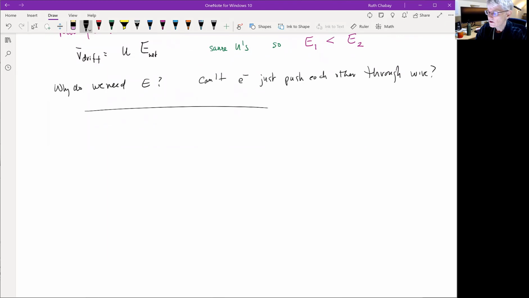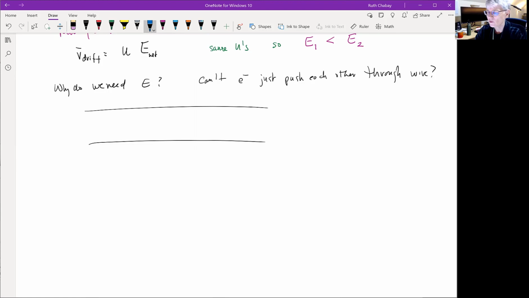So sometimes people use a peas and a straw analogy. You know, you're pushing peas through a straw and one pea pushes the other. That's actually a deeply flawed analogy. Electrons can't push each other through the wire, because let's think about what we know about what's inside the wire.